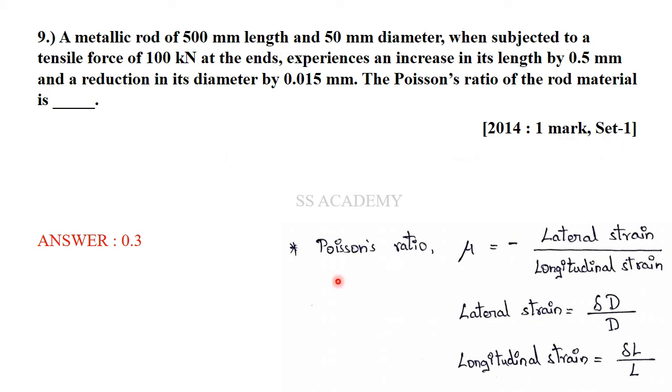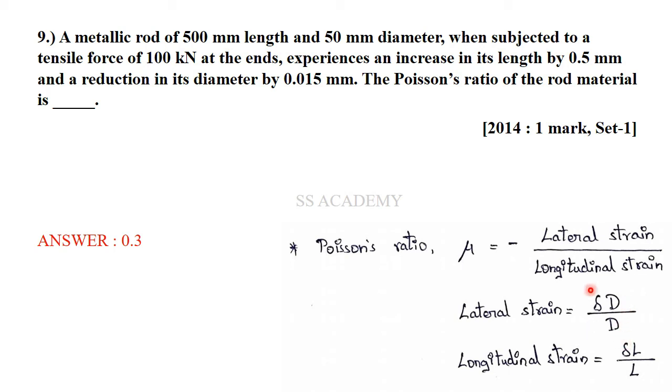We know that Poisson's ratio is calculated using the formula minus of lateral strain divided by longitudinal strain. What are lateral strain and longitudinal strain? Longitudinal strain is the strain happening in the direction of load acting. Here there is a tensile force acting along the length. So the increase in length, 0.5 mm, gives the longitudinal strain, whereas the lateral strain is the one perpendicular to it, which is the change in diameter, minus 0.015 mm.